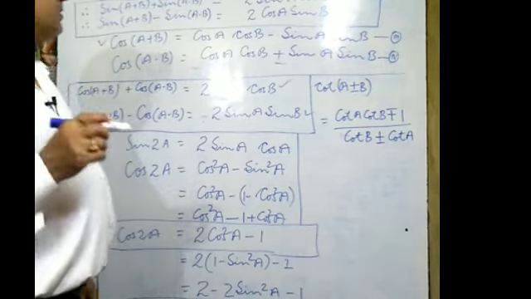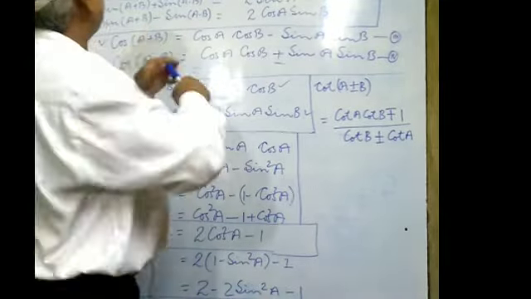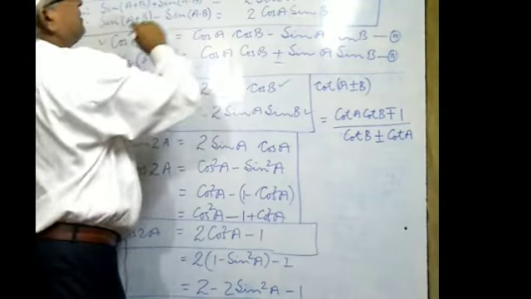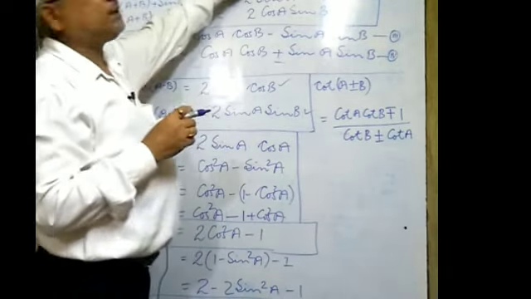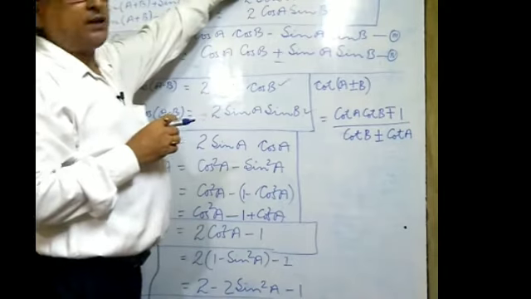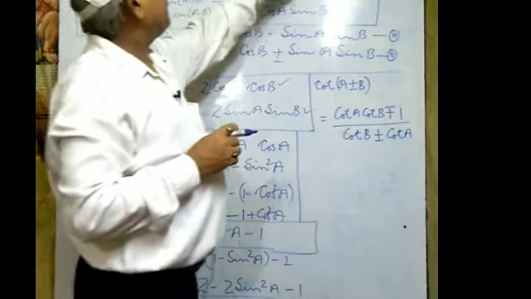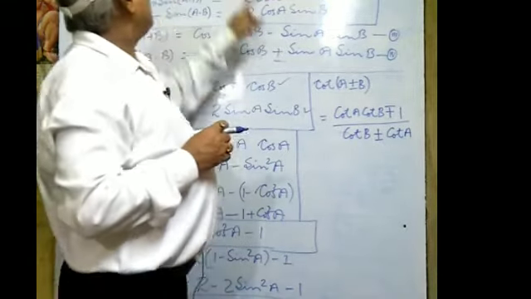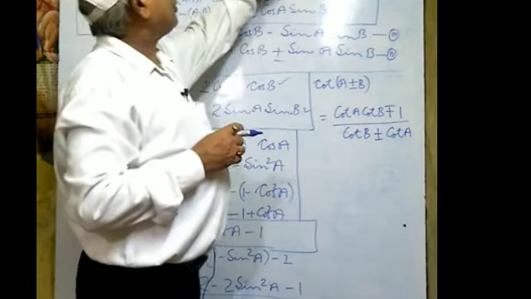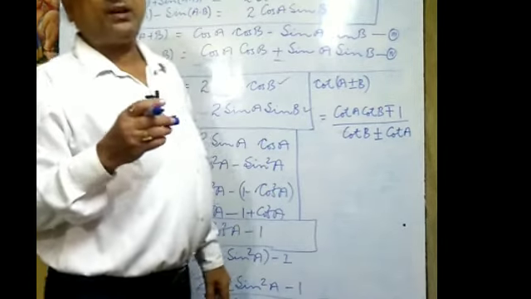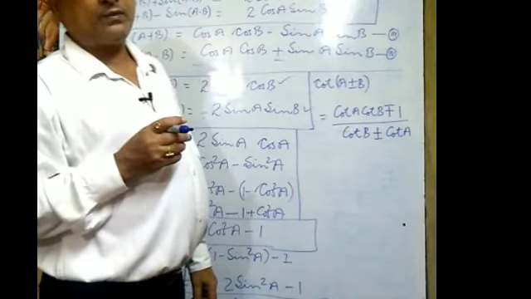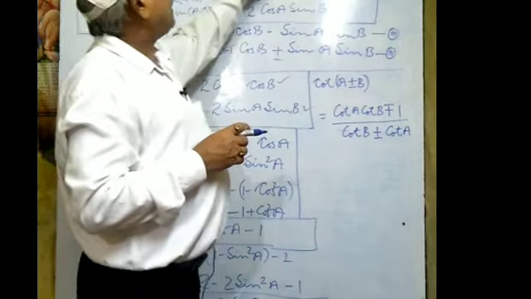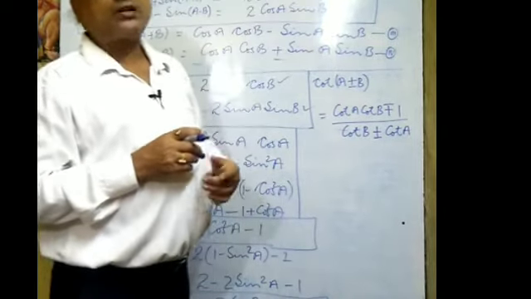What will be the result? B is equal to A. It means sin A cos B becomes sin A cos A, and again cos A sin A. See, sin A cos A plus cos A sin A, because in the place of B we have taken A. So both terms are repeated: sin A cos A, again sin A cos A.